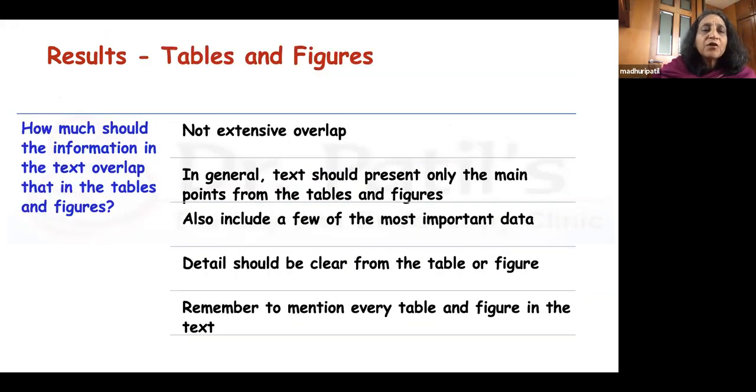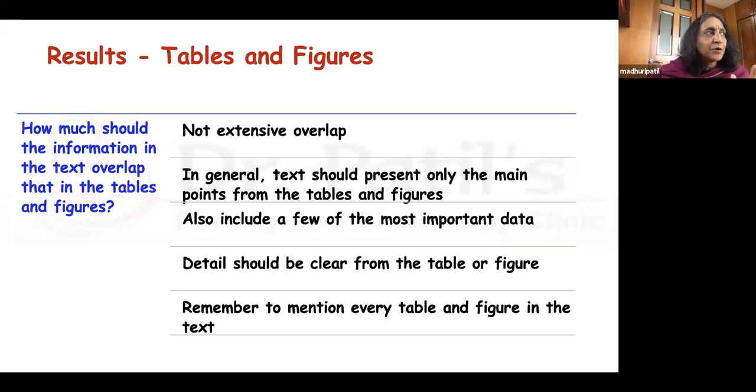When we talk about tables and figures, we have to know how much information in the text should overlap with that in the tables and figures. Whether we have to totally describe them in the text or not, this is what we have to know. It is very important that we should not have an extensive overlap. In general, the text should present only the main points from the tables and figures, and also include a few of the most important data. Details should be clear from the table or figure, and we have to remember to mention every table and figure in the text. So every figure and table has to be cited in the text.